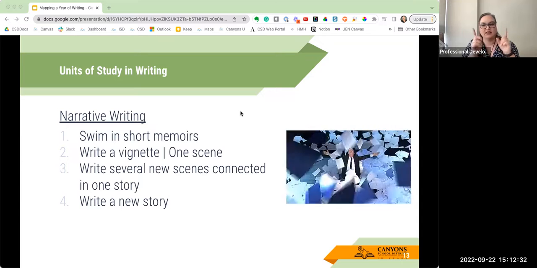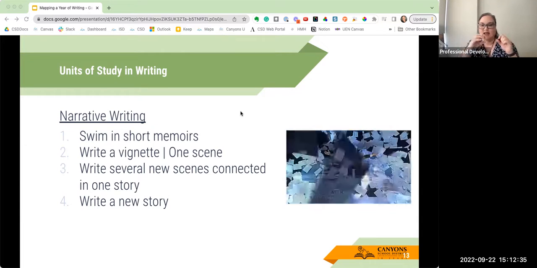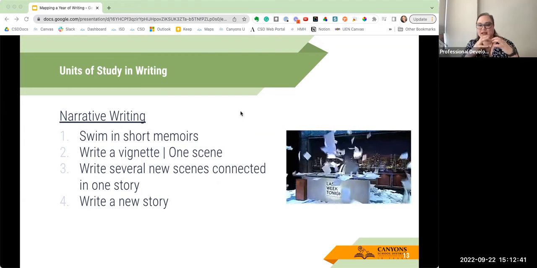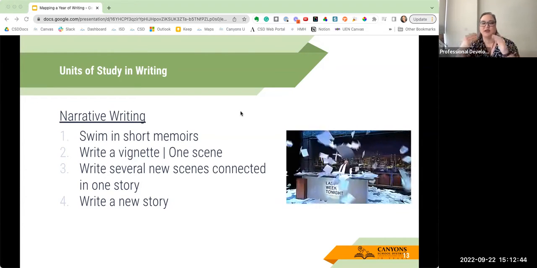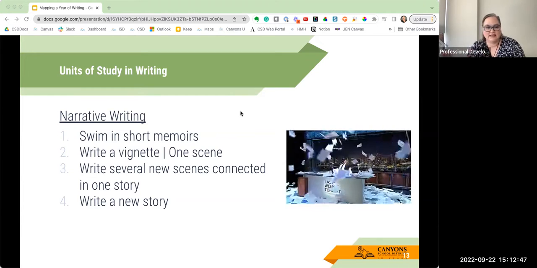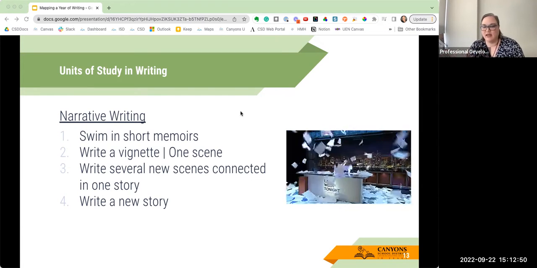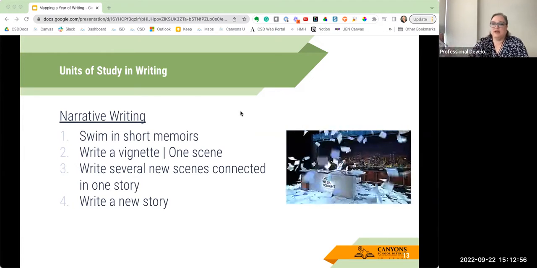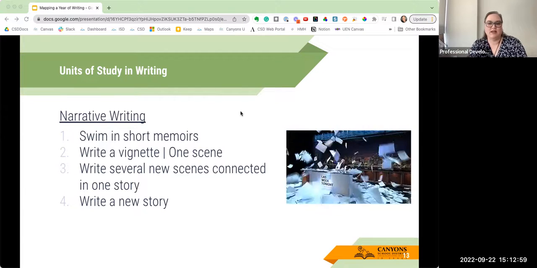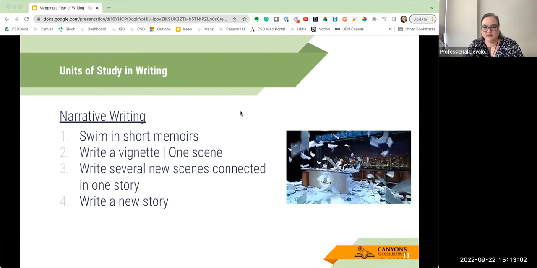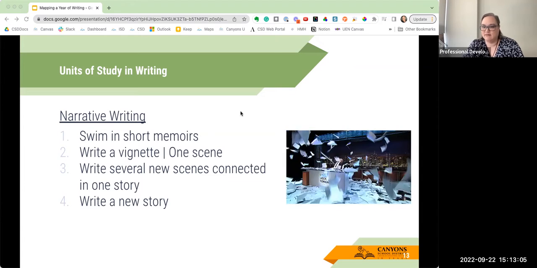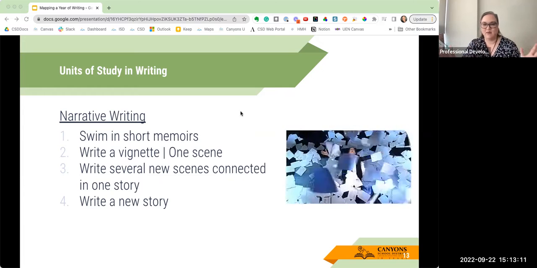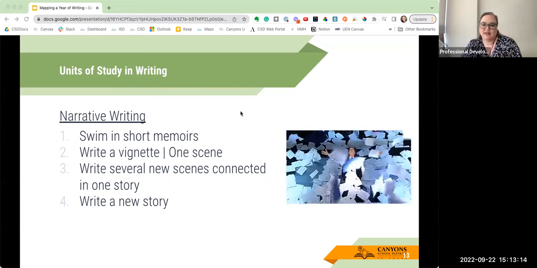On lap three, they're still going to keep reading. They're still reading mentor texts. And this time they're going to focus on organization and techniques that create momentum, transitions, minor characters, because lap three, students will now be writing either several connected scenes in one story, right? And this can be a short story format. It could be a poem format. It could be a screenwriting format. The format of the writing isn't as important as the techniques that they're teaching, right? Organization, momentum, transition, major characters. Then on the fourth pass, this is the 5K. This is the big project. They're going to write a new story.